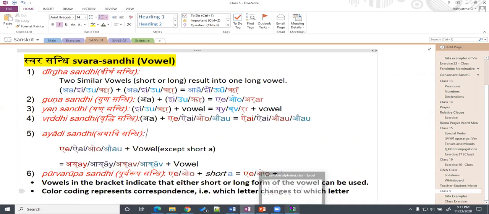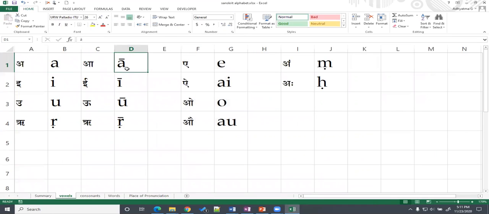What it is saying is that if any of these two vowels come together as a result of two sounds coming together, they will always result into one long vowel. So two sounds become one sound, and it will become one vowel. That's what the dirgha sandhi is.